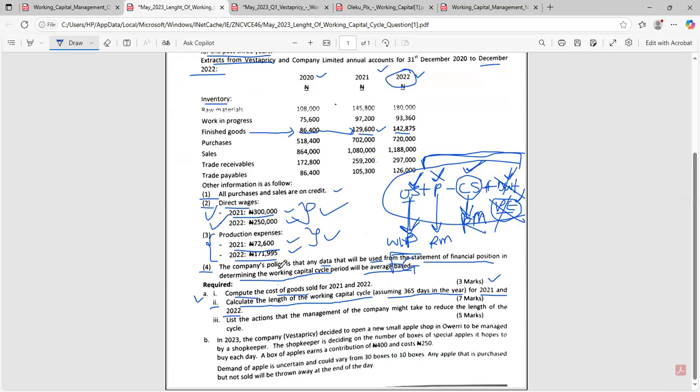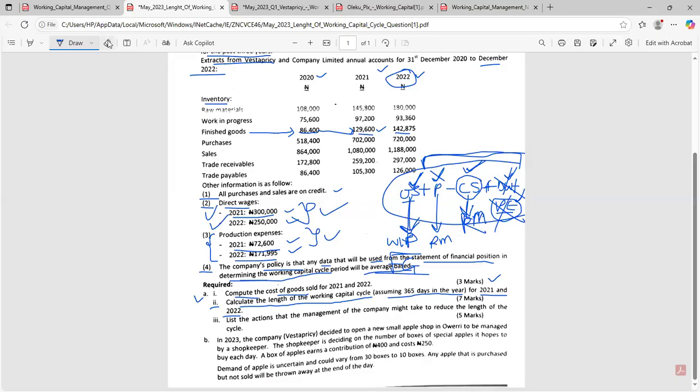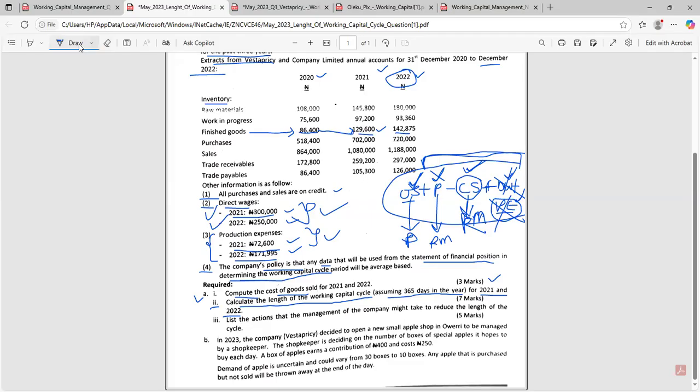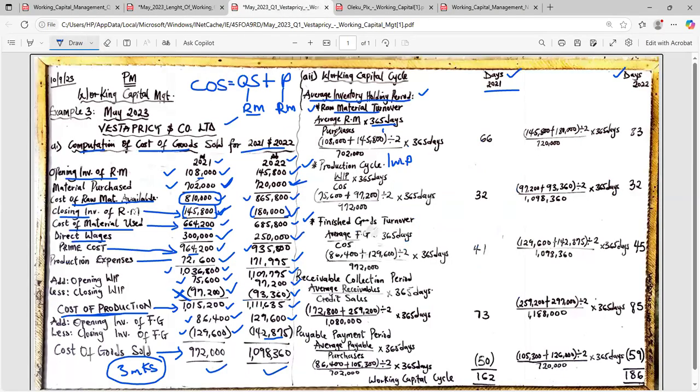It states the company's policy is that any data that will be used from the statement of financial position in determining the working capital cycle period will be average based. The question told us directly it will be average based. Therefore, I will be using average for all the figures I am picking from my balance sheet. So since I am picking my raw material figure from the balance sheet, I'm going to be using the average figure.